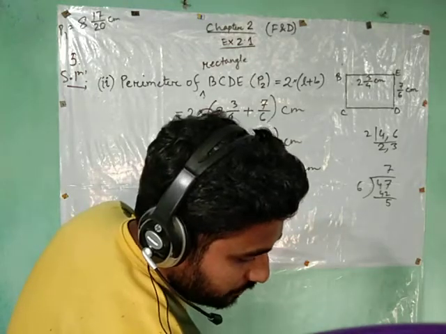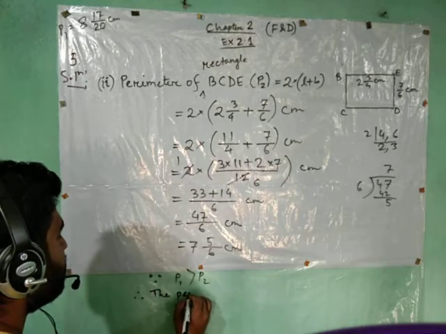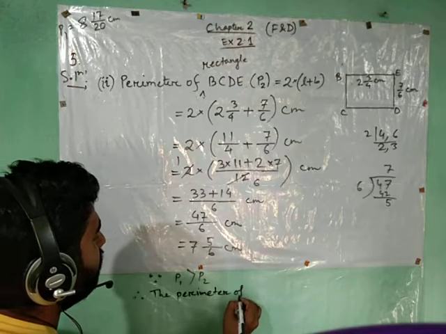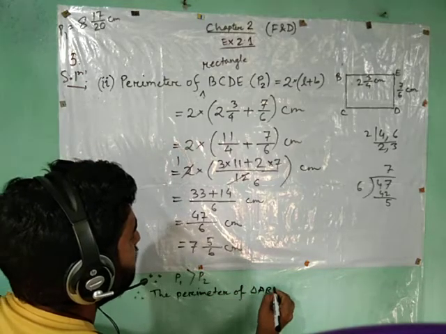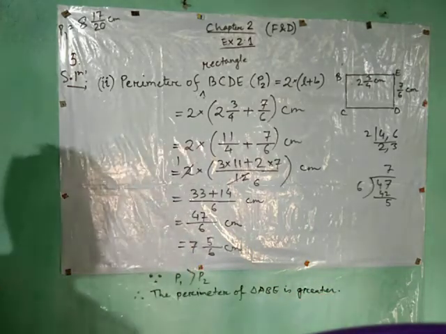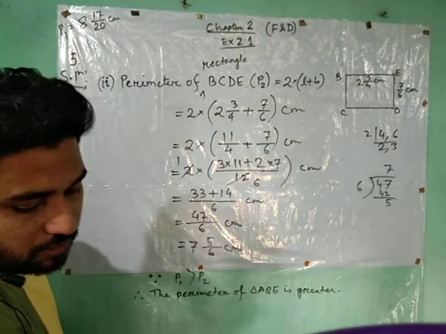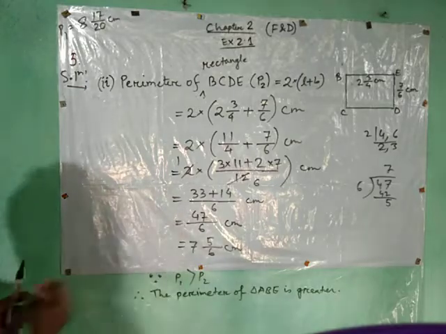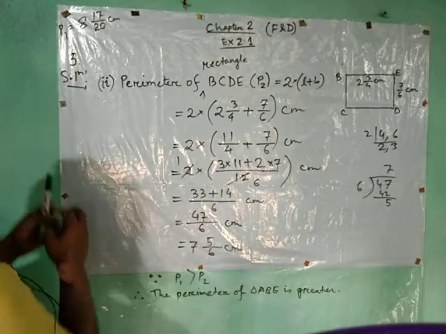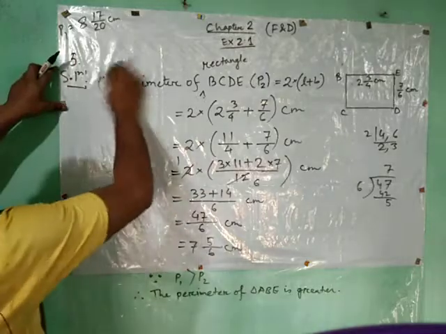here asking whose perimeter is greater, you write down therefore the perimeter of triangle AB is greater. Understood? Very easy question, not much, but if you systematically do this, you will be able to easily solve this type of questions, right? Now you copy this, I will rub this question.